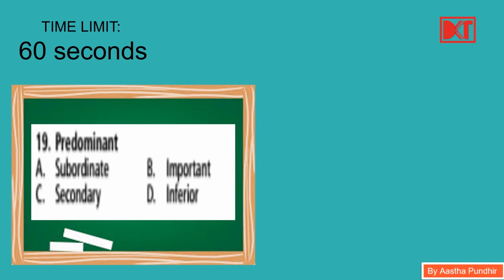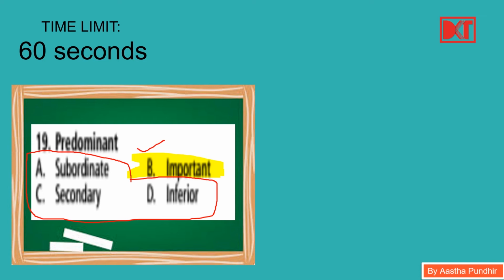All right, so the next word is predominant. Here the options are A, subordinate, B, important, C, secondary, and D, inferior. Here the correct answer is important. Predominant and important both mean the same thing, being of significance. Subordinate, secondary, and inferior could be said to be synonyms of each other.